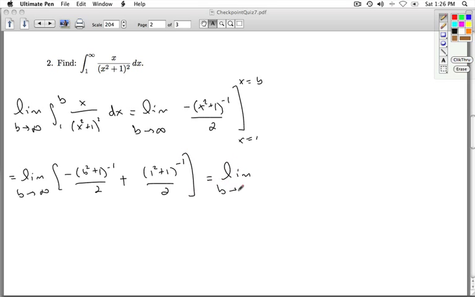So limit as b goes to infinity. 1 plus 1 is 2. 2 to the minus 1 is going to shift the 2 down here. So I'm going to have a 1 over 4. This remains a minus. And to see the forest for the trees, I'll put him back in the denominator.